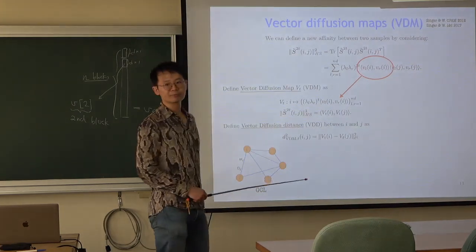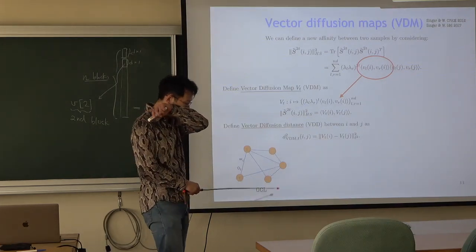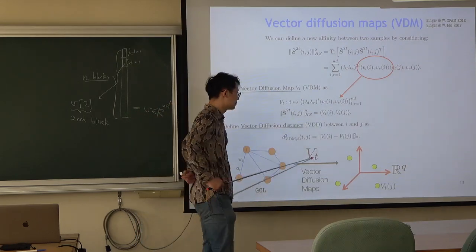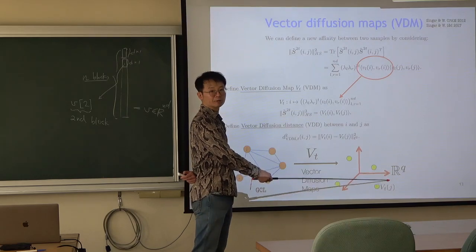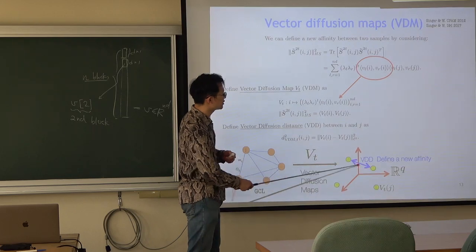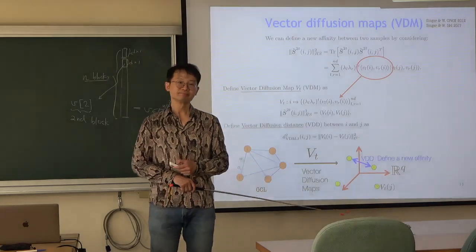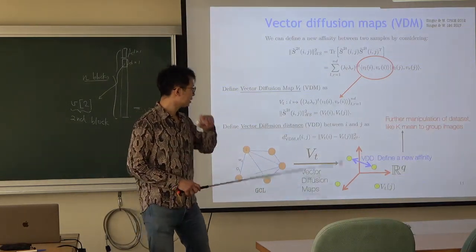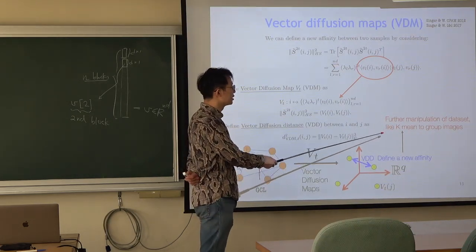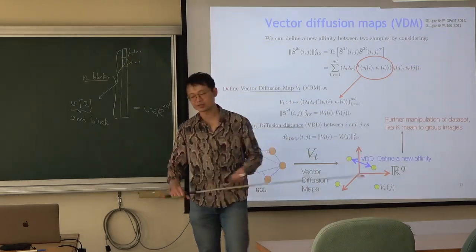So pictorially, what you have is a graph connection Laplacian, like before, and you have vector diffusion maps V_t. You map everything to another Euclidean space, and you get V_t j and V_t i, and if you evaluate their Euclidean distance, that is vector diffusion distance. That's what we do. And then once we have a new affinity, you can use it to do whatever you like, for example k-means, grouping, whatever. There are many things you can continue.